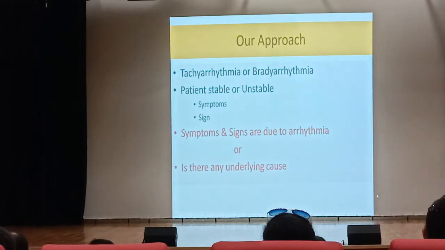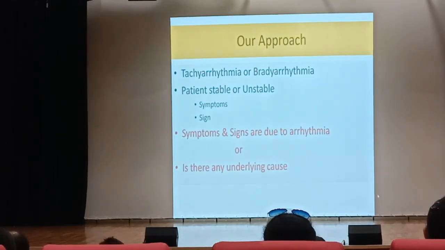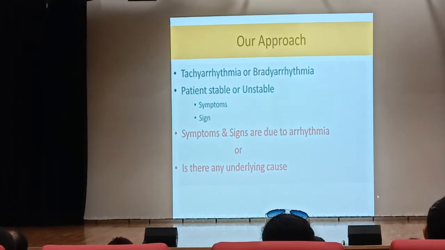I give you a very simple example. Suppose a person is having a fever of 105 and a heart rate of 150. The patient is complaining of a lot of anxiety and is sweating. So are the symptoms and signs due to arrhythmia, or is there some other underlying cause? Yes. Fever 105, heart rate 150. Sinus tachycardia, because of fever. It's as simple as that. If you have a fever, you are going to have a tachycardia.